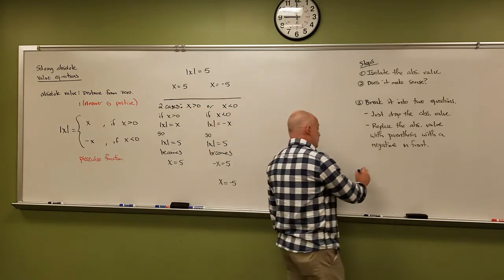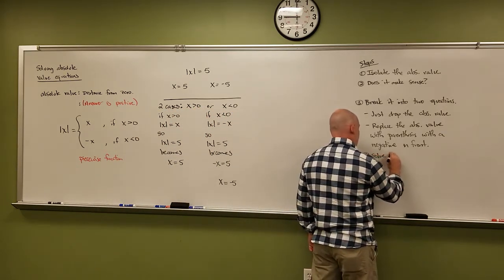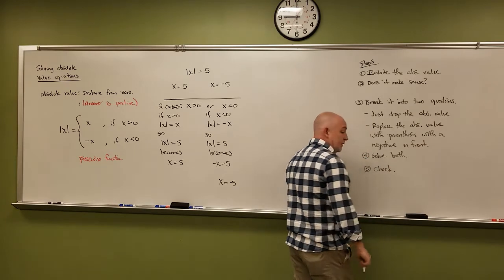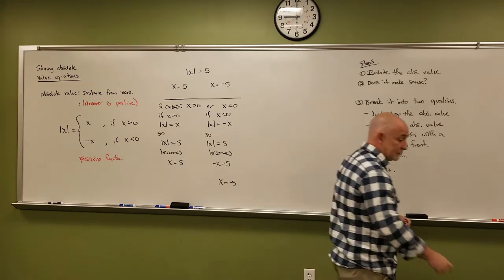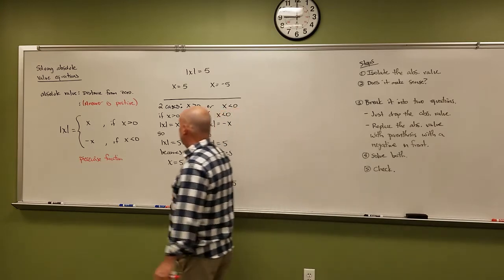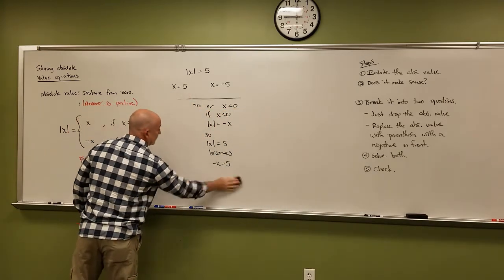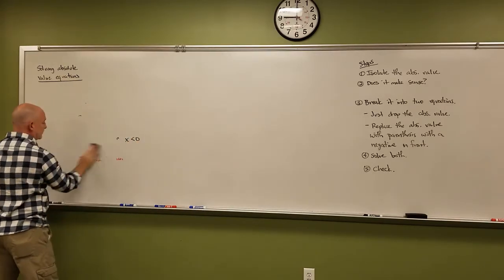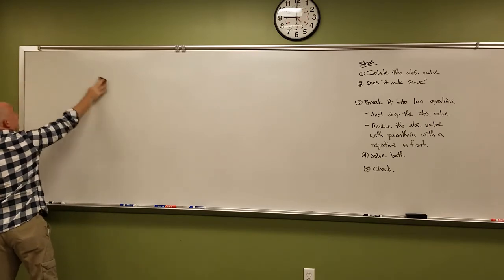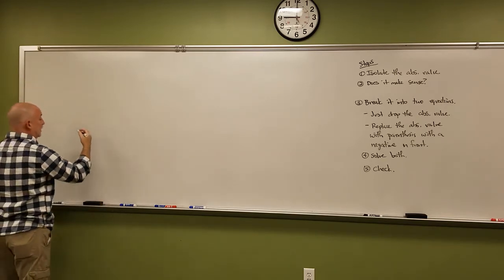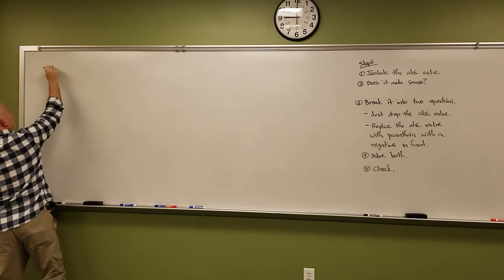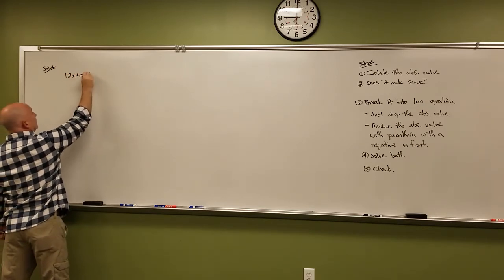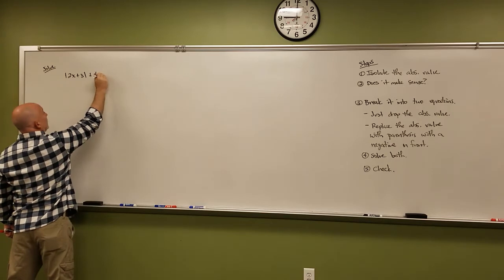Step 4, you're going to solve both. And step 5, we're going to talk about what we have to do to check these. So let's try a couple of these. Now, the good news is, since these are always going to be linear, these are really just solving linear equations with a couple extra steps. So let's say the directions were solve, and I said the absolute value of 2x plus 3, plus 4 is equal to, I don't know, 6.